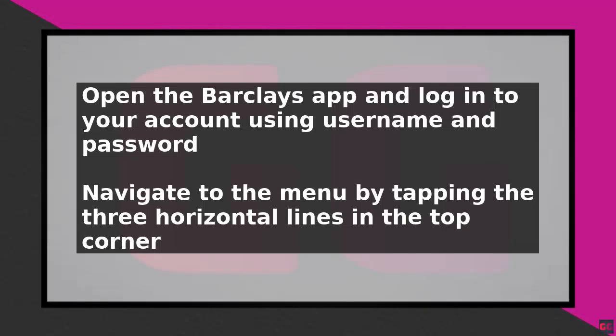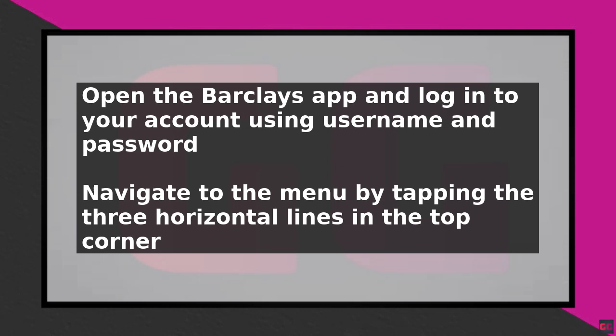To enable notifications on the Barclays app, start by opening the app and logging in to your account using your username and password or fingerprint authentication. Once you are logged in, navigate to the menu by tapping the three horizontal lines in the top left corner of the screen. From the menu, select the Settings option, which is usually represented by a gear icon.